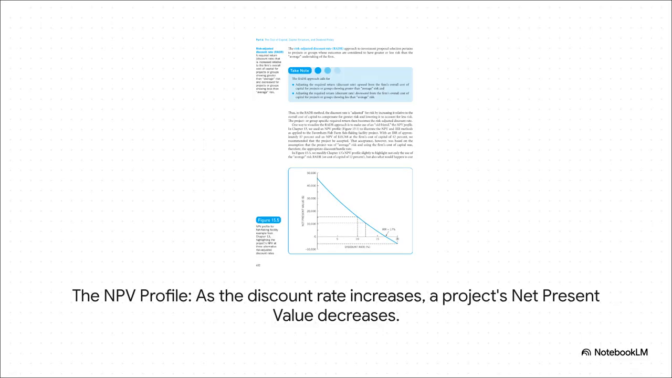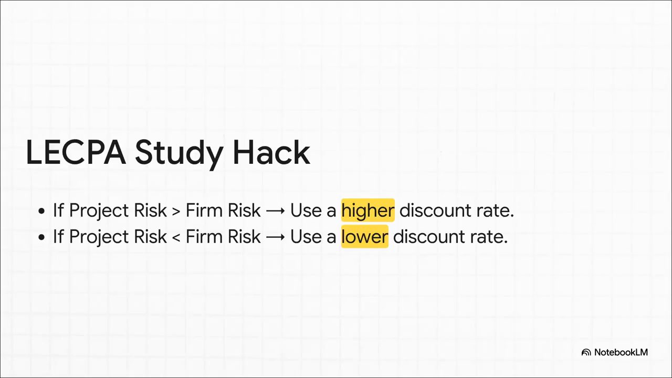Let's see this in action. As we crank up that discount rate along the bottom, which is our stand-in for risk, watch what happens to the net present value. It goes down, right? This is the RADR at work. The higher the risk, the higher the discount rate we apply, and the harder that project has to work to prove its worth.